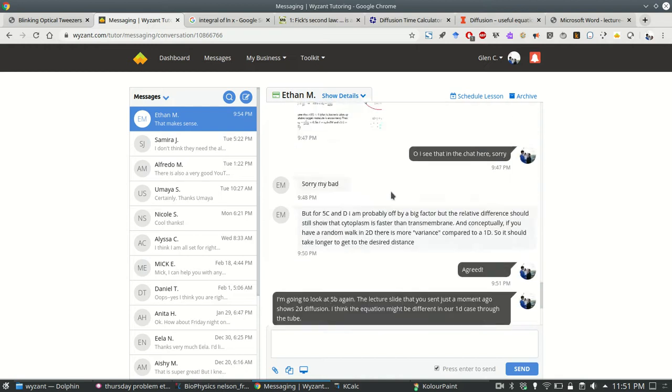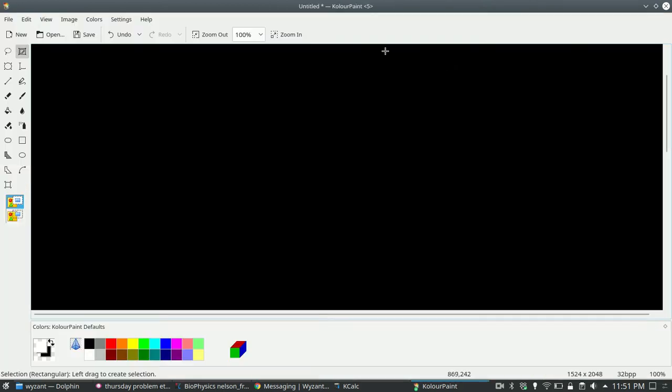This Thursday problem here. In part B, I don't think you answered the part of the question that was asking about the difference in concentration between the front of the bacterium, the front of the cell, and the back of the cell, where concentration is 1 at this part of the tube, and this is x equals 100.